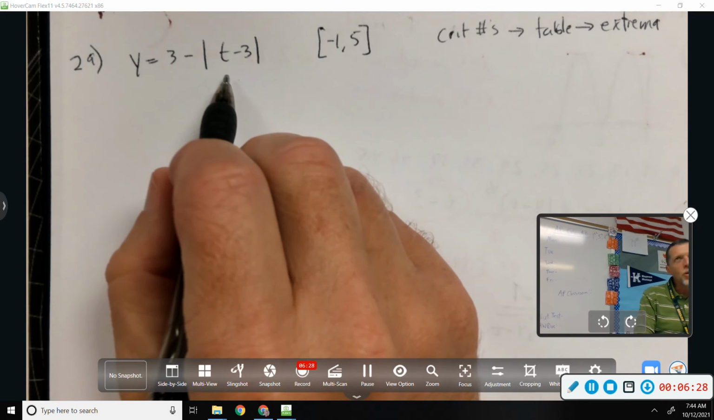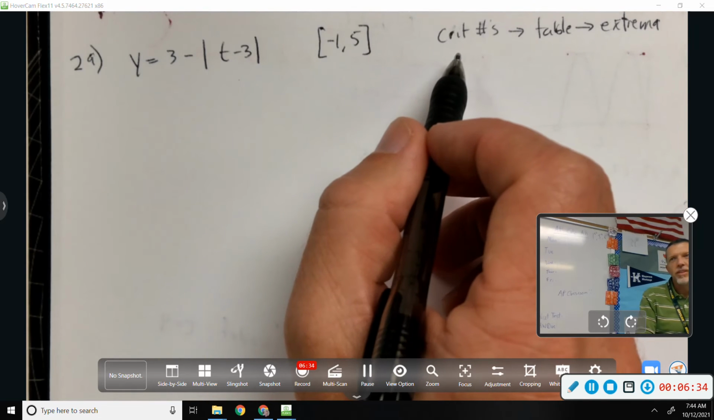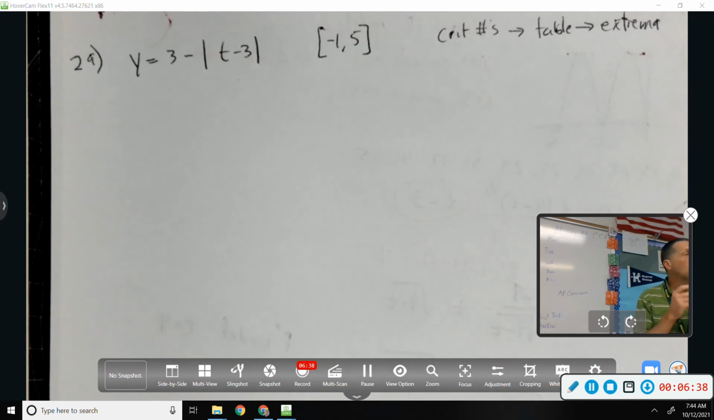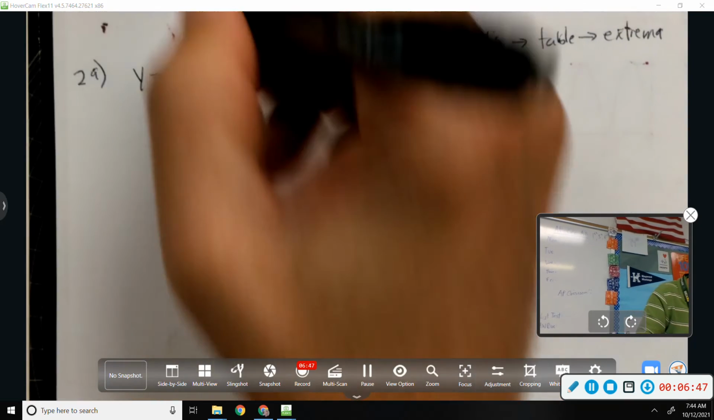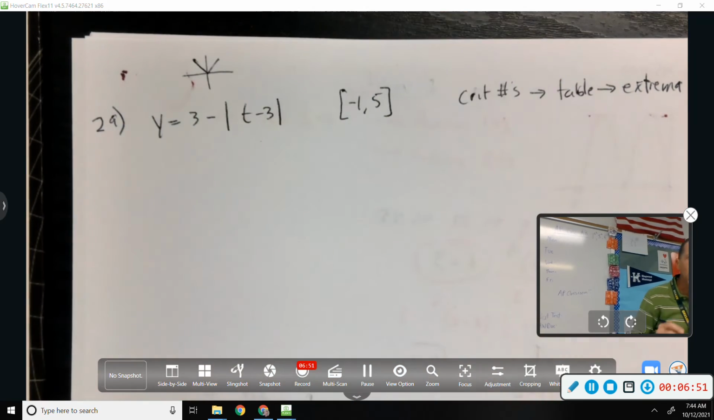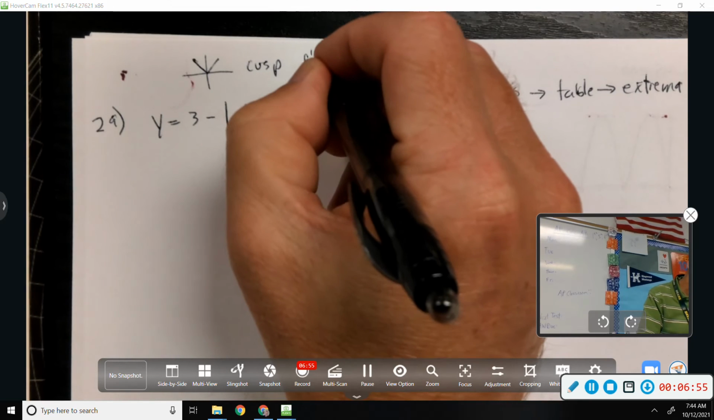Based on what you know about absolute value, where is there a critical number for an absolute value graph? 0. Well, at the origin. Great answer. Well, maybe not at the origin, just in general. Yeah, good. At the V thing, right? I don't know about this particular absolute value, but generally speaking, absolute value has a cusp. And a cusp means f prime is undefined.